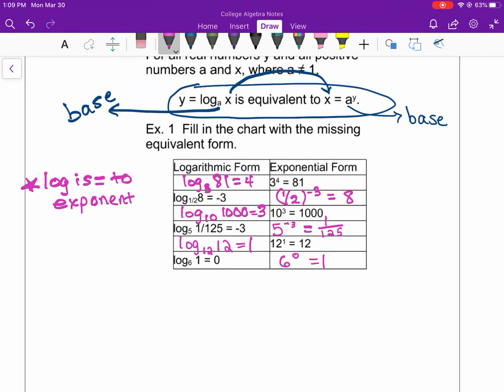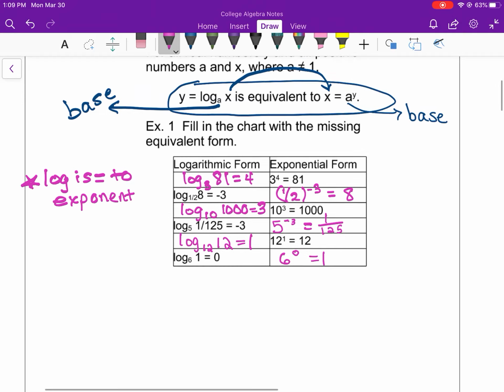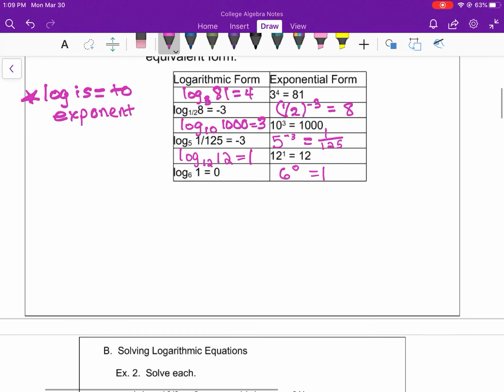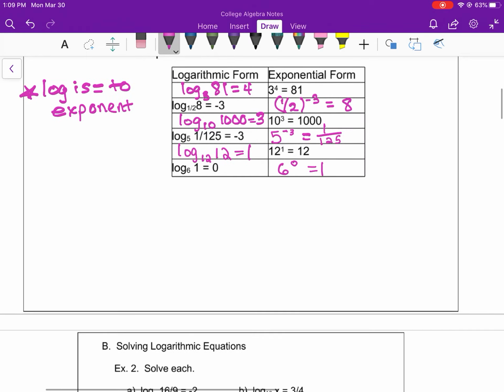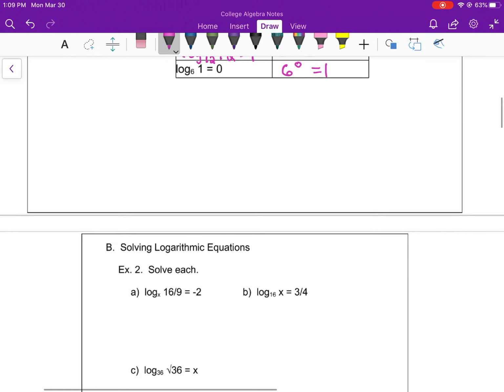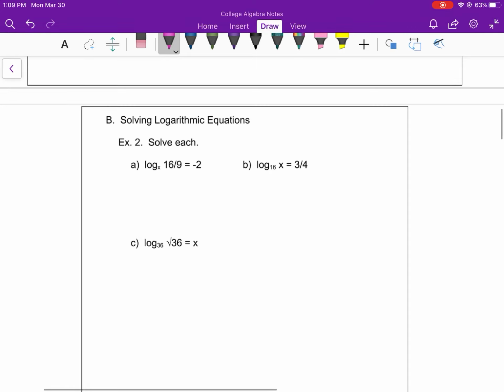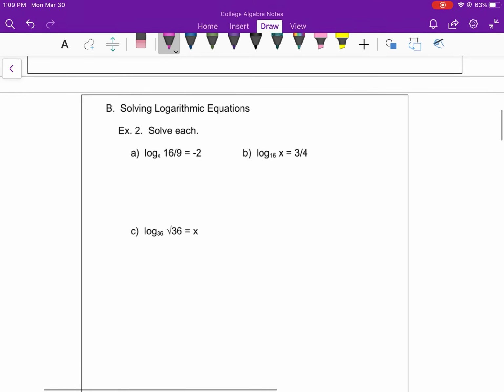So you should be able to go back and forth between the two forms. For some of you guys, you might need a little practice there. Others of you might zip through that rather easily. You'll have probably multiple choice questions like this and so forth. Okay, moving on. Now we're going to use those properties to solve.